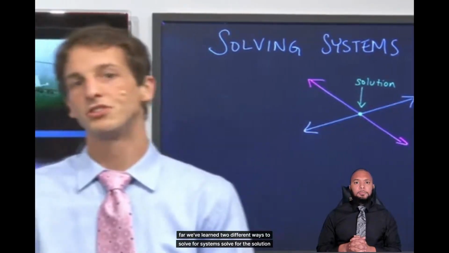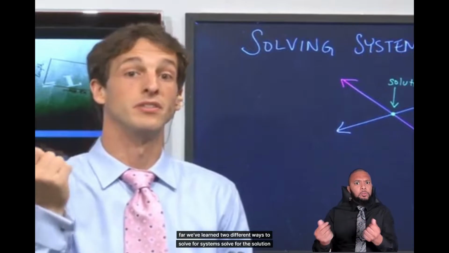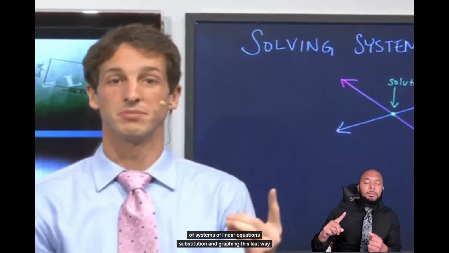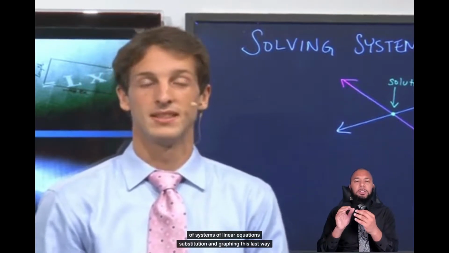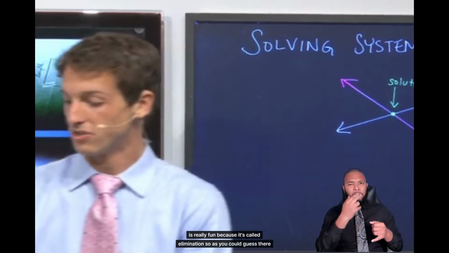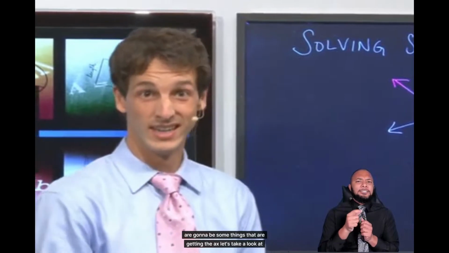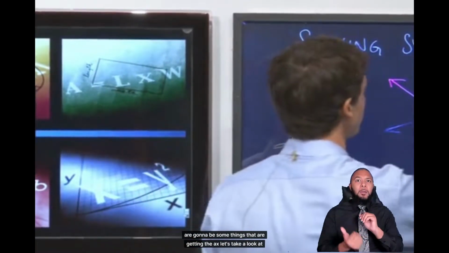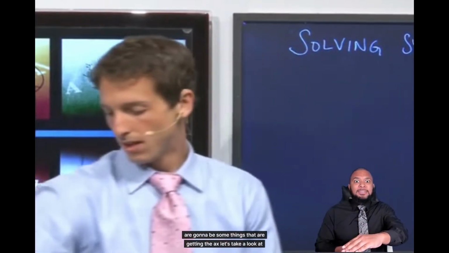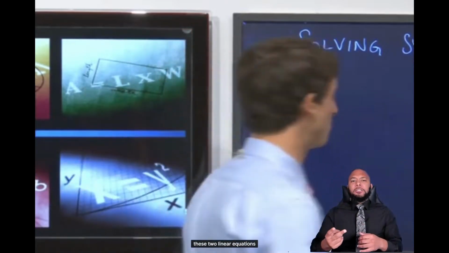So far, we've learned two different ways to solve for the solution of systems of linear equations: substitution and graphing. This last way is really fun because it's called elimination. So as you could guess, there are going to be some things that are getting the axe. Let's take a look at these two linear equations.